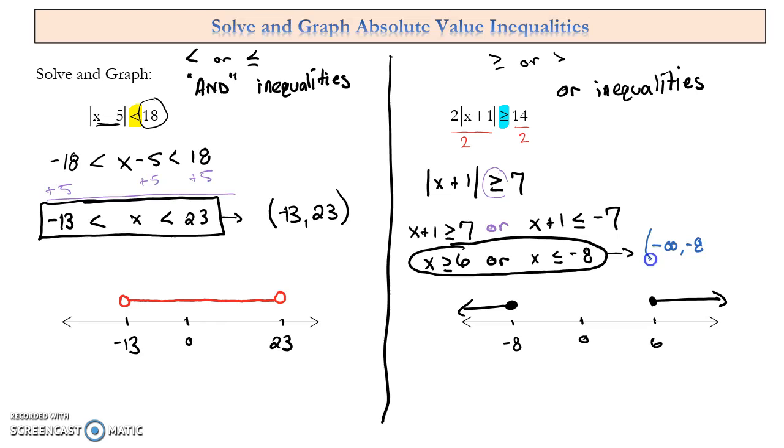Okay. Negative infinity, we always have parentheses with our infinities. Bracket at negative 8 because it's inclusive. Or a bracket for positive 6 goes all the way to positive infinity and a parentheses.